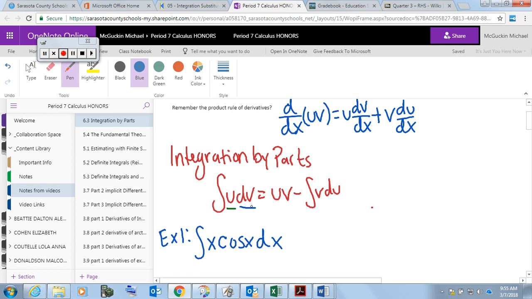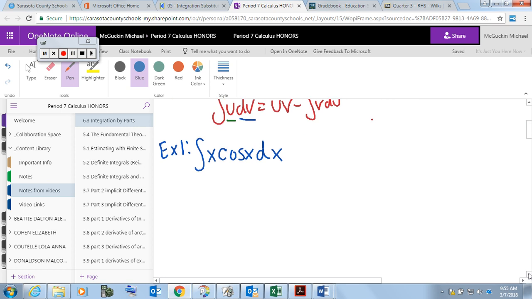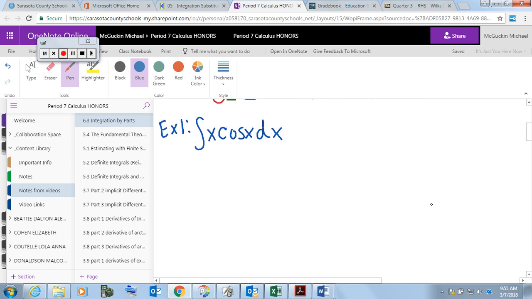Alright, let's dive right in. In example 1, the integral of x times the cosine of x dx. As I'm looking through here, I'm trying to find that u substitution. Do I want to make u x? Do I want to make u cosine? Well, none of them will end up giving me a solid du when it's all said and done.